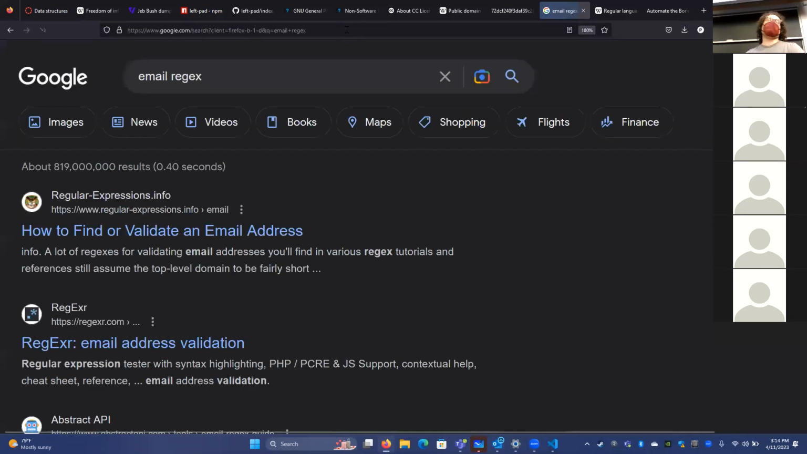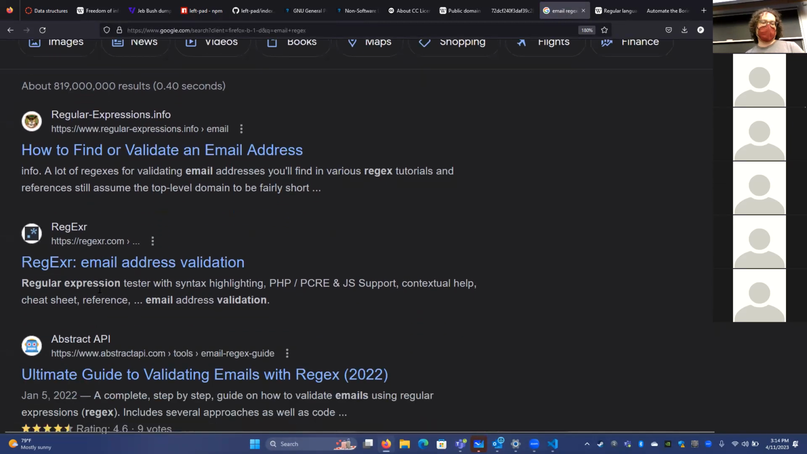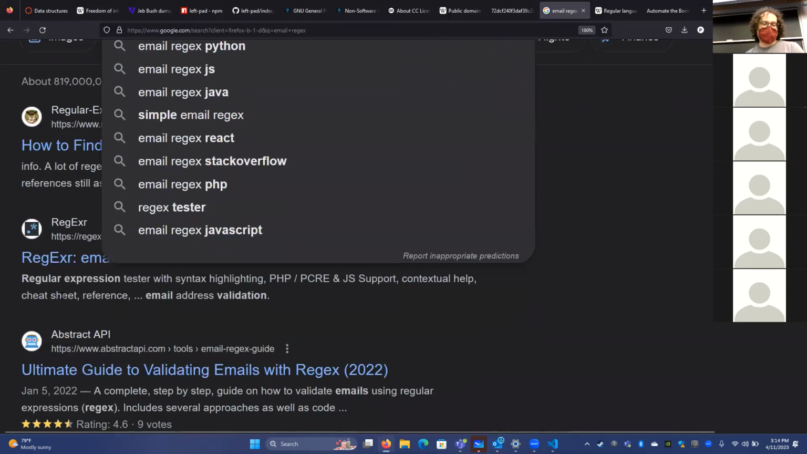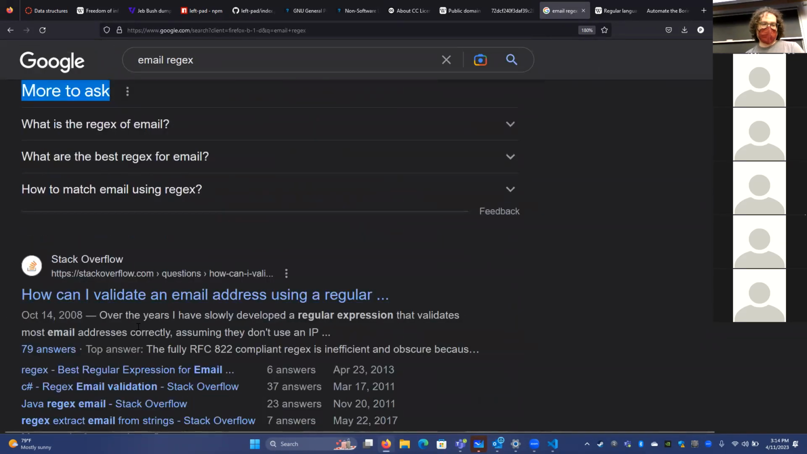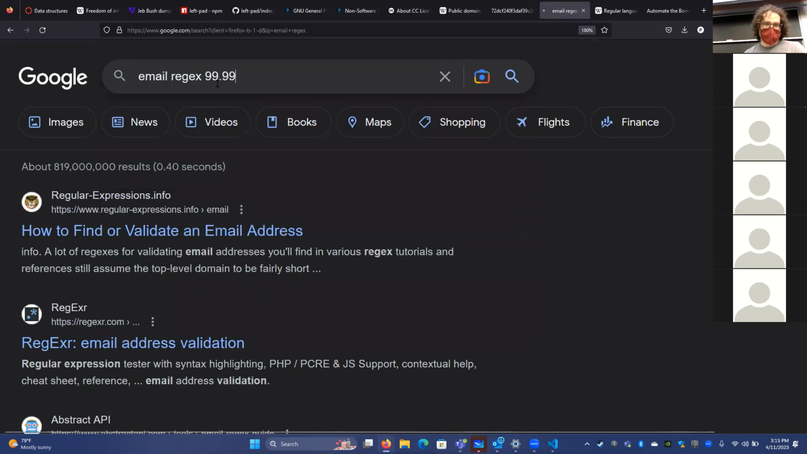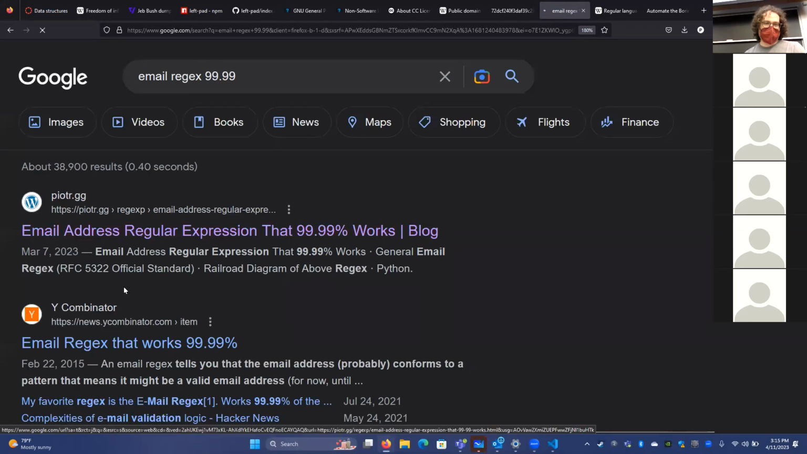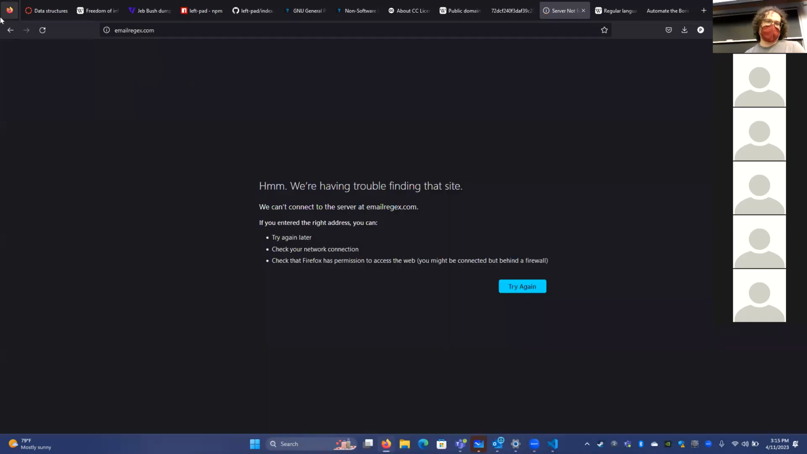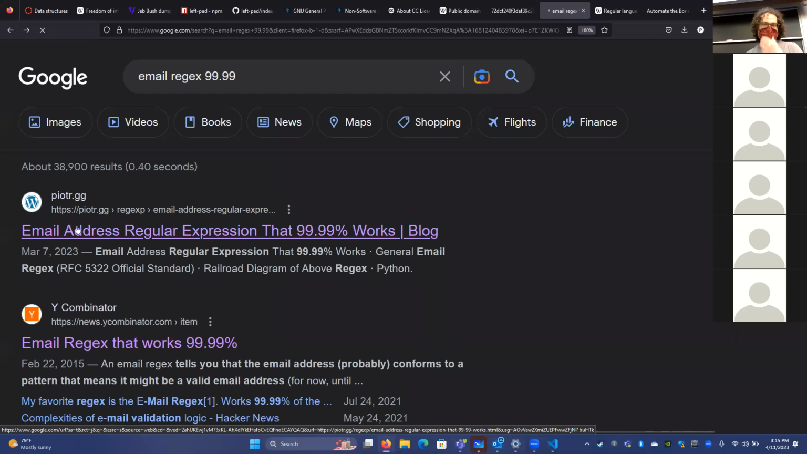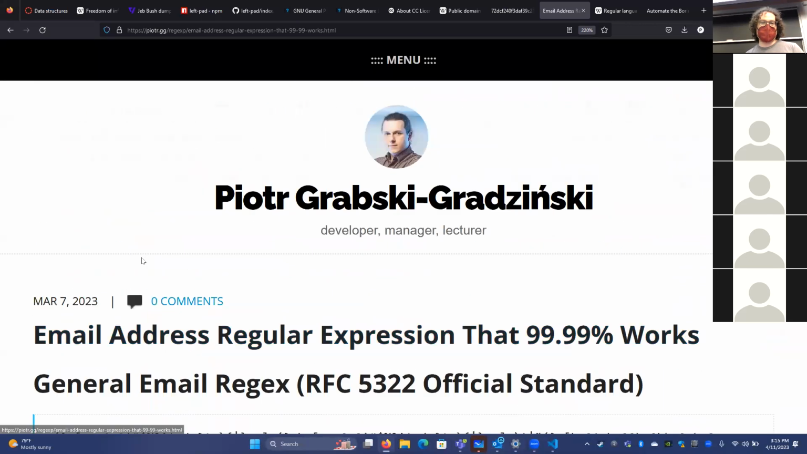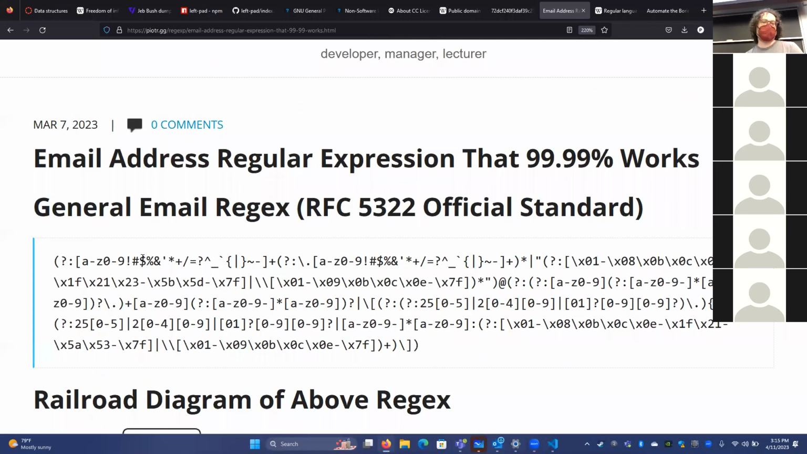Email regex. Let's see. Oh, really? Is it not on here anymore? Right, email regex, 99%. So the regular expression that 99, let's see, this will probably link to it. Emailregex.com. Okay. Oh, okay. That's why it's no longer working. It was a ridiculously long regular expression. Oh yes, there it is, that works according to the RFC official standard for email addresses.